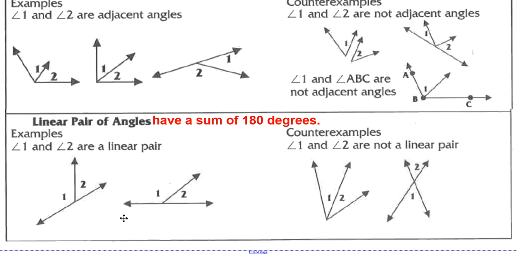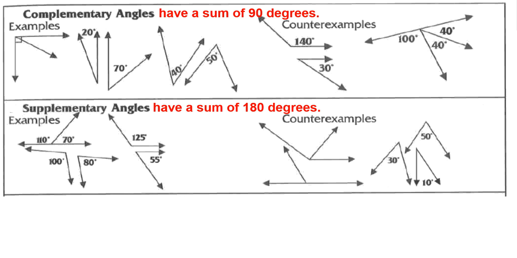We talked about linear pairs of angles, right? 2 angles that are adjacent to each other have a common side, common vertex, and the measurement total is 180 degrees. So again, these are adjacent angles, but the total is not 180, therefore they're not a linear pair. We talked about complementary angles having a sum of 90 degrees. They could be adjacent. They don't have to be, but the sum has to be 90. That's why these would not be considered complementary angles.